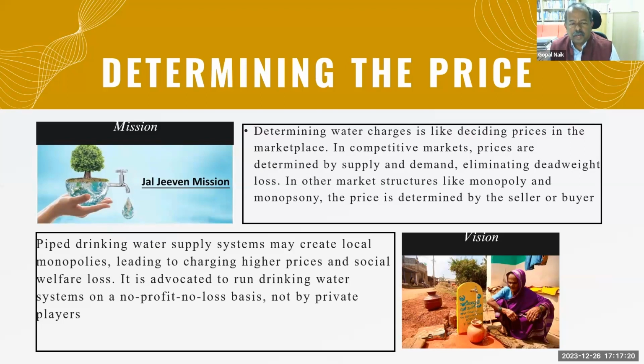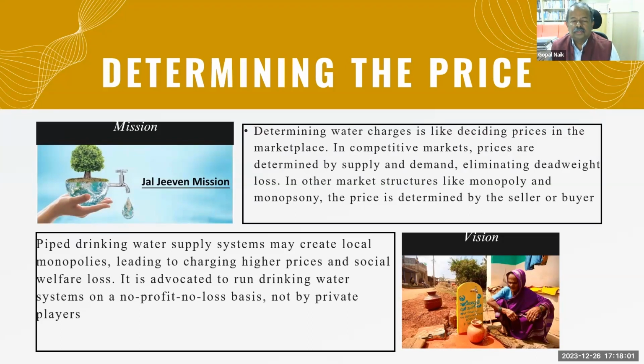If you look at the piped drinking water supply system, by its very nature, the network of pipes can create local monopolies, because the entity which is supplying water or looking after this network can become a monopoly, and therefore they can start charging monopoly prices. So this would be higher than the price one could have for social welfare maximization.